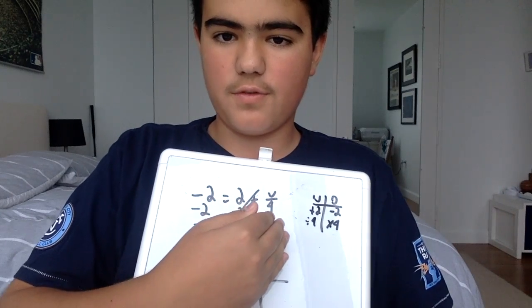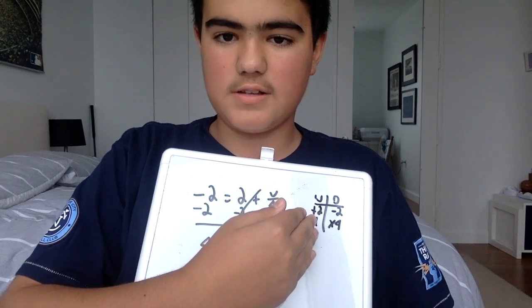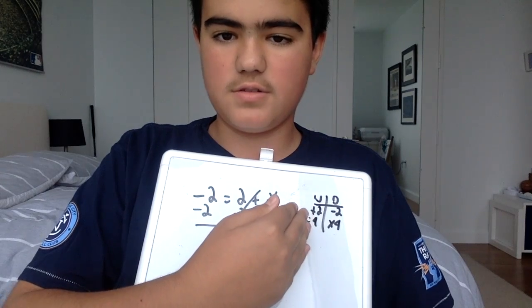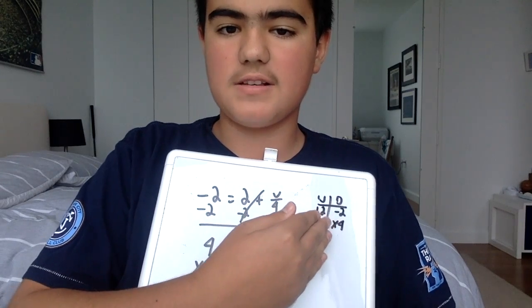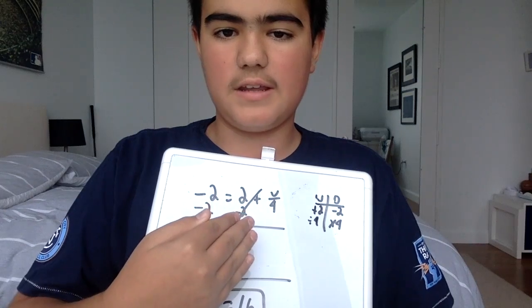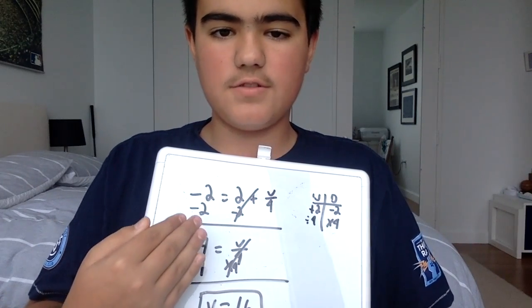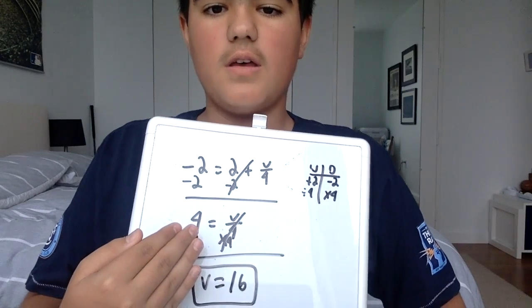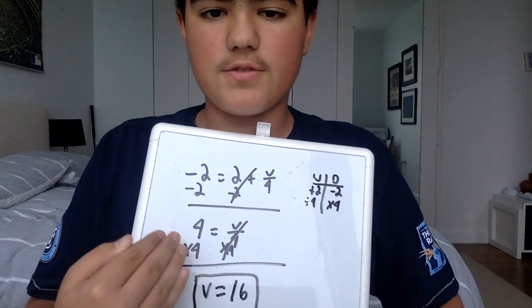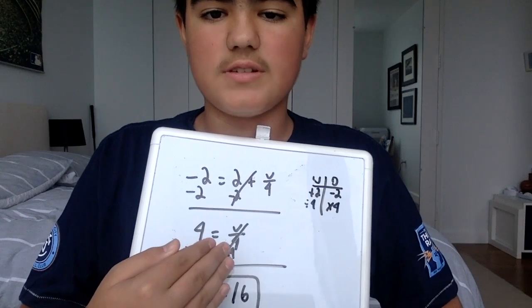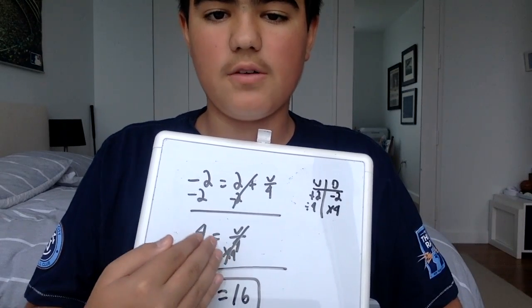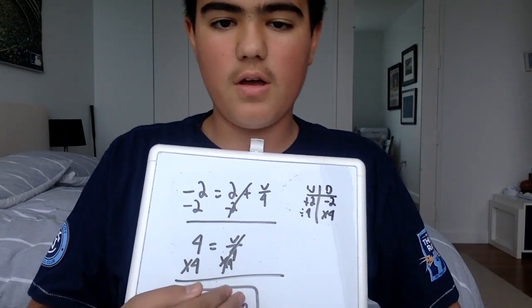So what you would first do right here is you would do plus 2, and then you would use the inverse operation of minus 2. So you would minus 2 here, and then you cancel that out. And then negative 2 minus 2 is negative 4. So negative 4 equals v divided by 4.